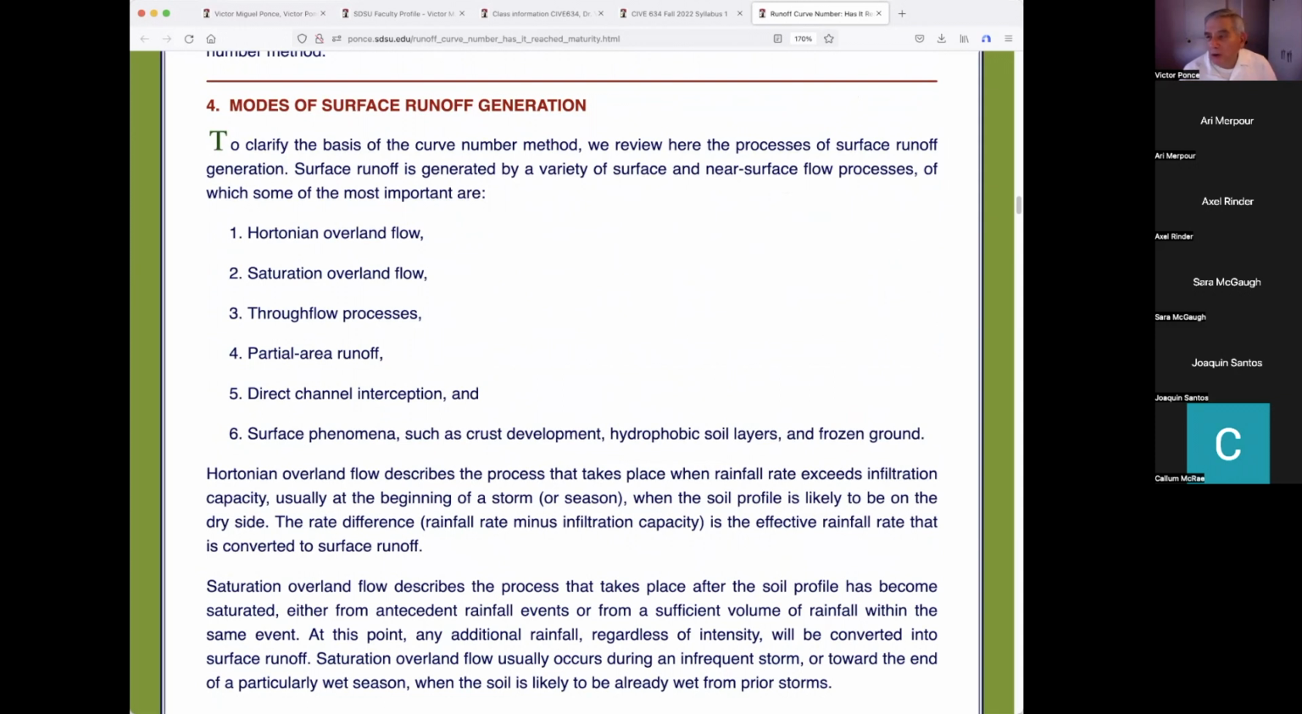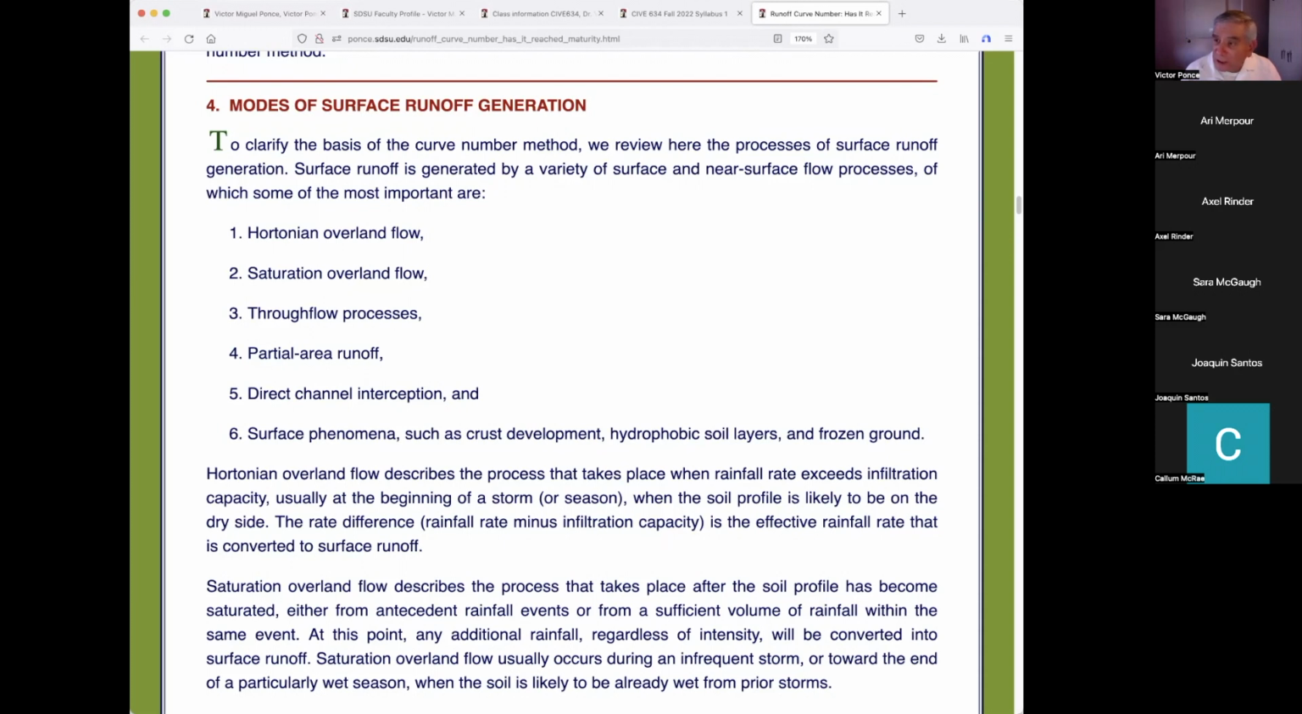Who was Horton? Horton is considered to be the father of American hydrology. He wrote two very basic papers in the 30s that, for all practical purposes, began the scientific study of hydrology. I don't believe it's written anywhere officially, but he's considered to be one of the fathers of American hydrology. He developed the Horton method.